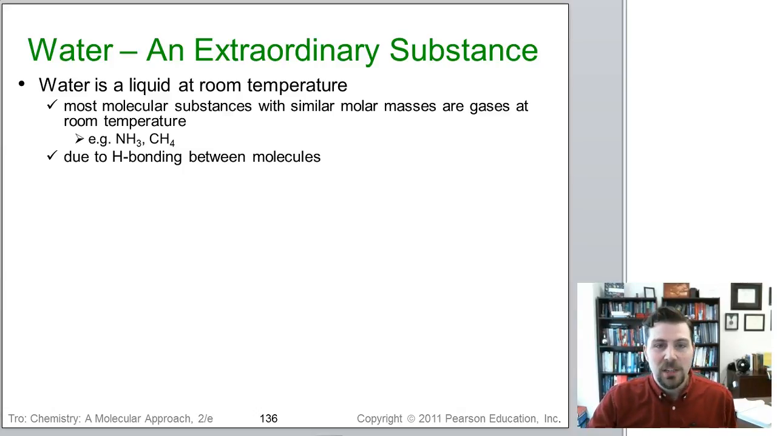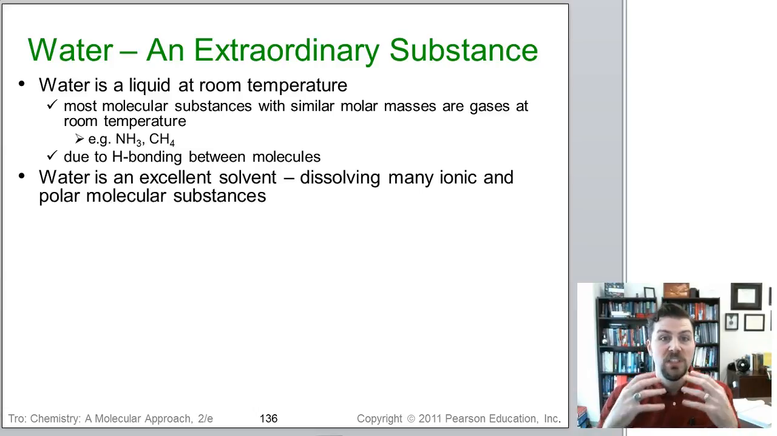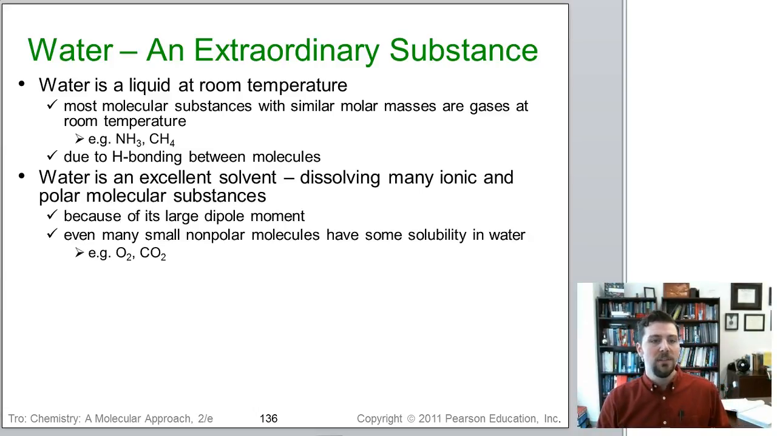Water has some very unique properties which allow life to be present here on Earth, and that's why when we go look at other planets, we're constantly trying to determine, is there liquid water, because it's that important to life existing. So most substances with similar molar masses are gases at room temperature, but water is a liquid at room temperature because it has such high intermolecular forces, the hydrogen bonding and so on. And that makes it unique.